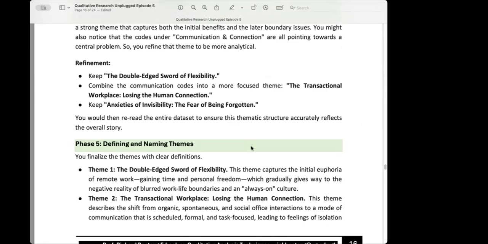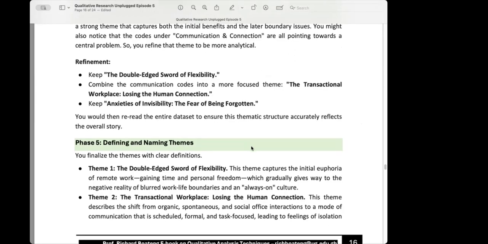This name highlights the shift from organic, spontaneous social office interactions to a mode of communication that became scheduled, formal, and strictly task-focused. And importantly, it points to the consequence of the impact on human connection and her feelings of isolation. That's more analytical. Yeah, that's much stronger, much more interpretive.